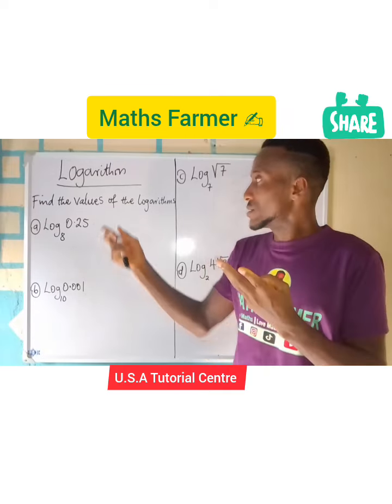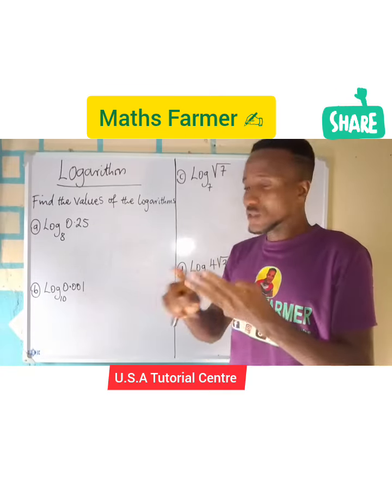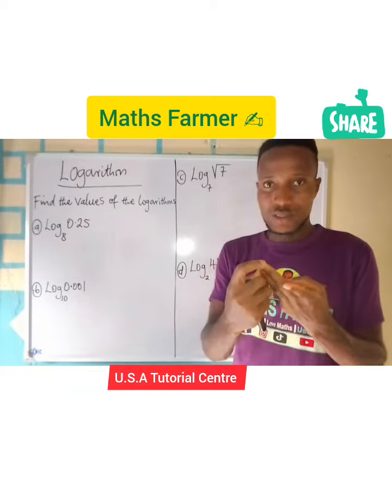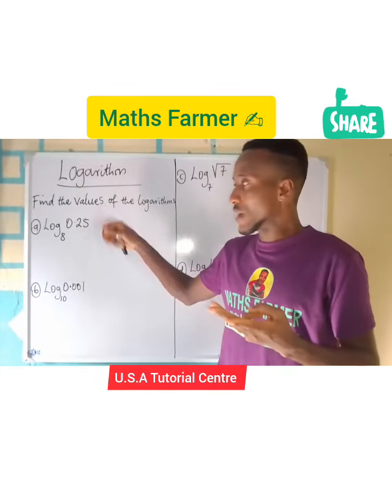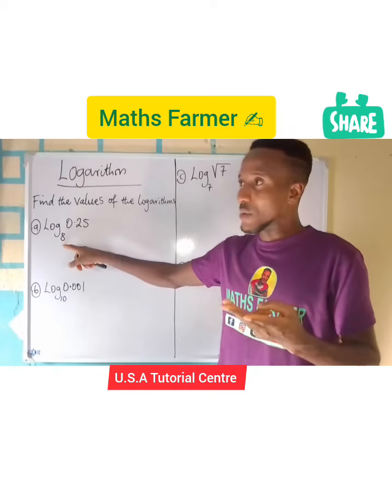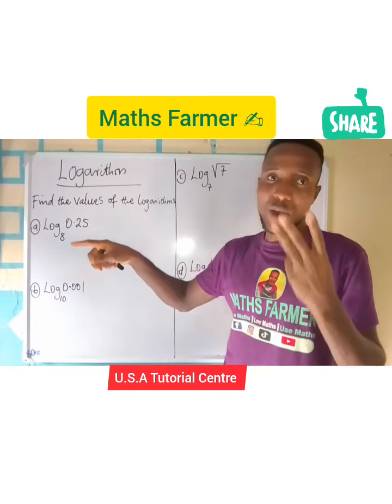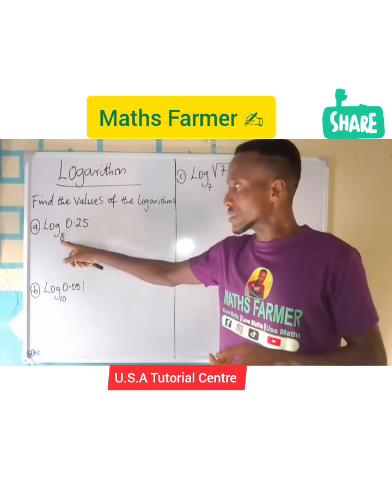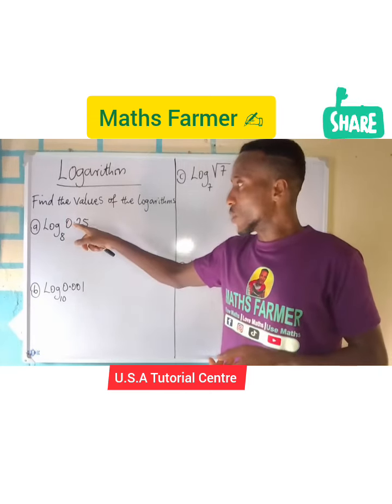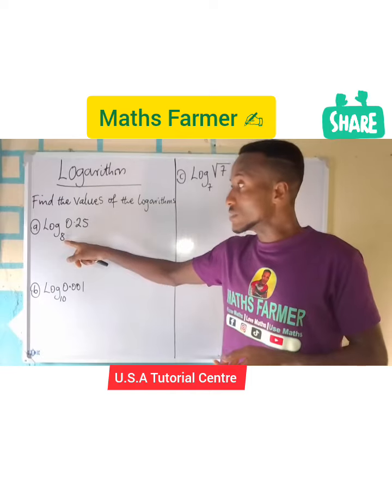So in this case, they gave us the number and what? The base. The number here is 0.25 and the base here is 8. That means they are asking us for the power or the index. What are they asking us? What raised to the power of 8 to give you 0.25?